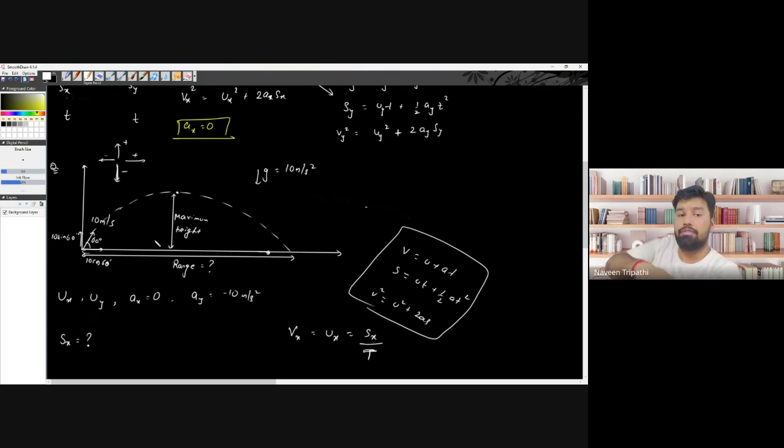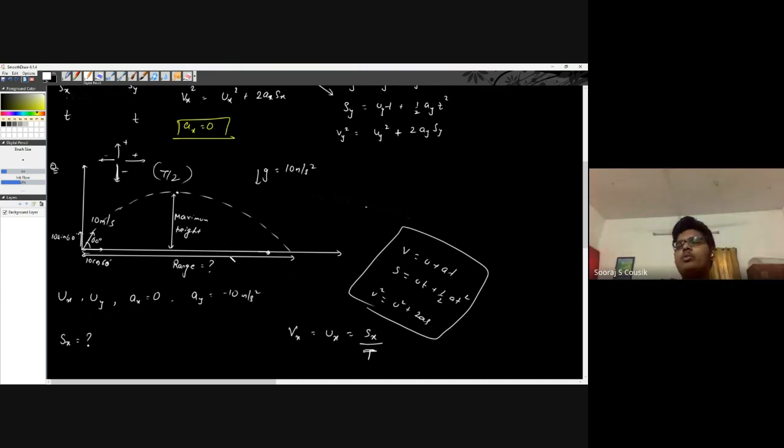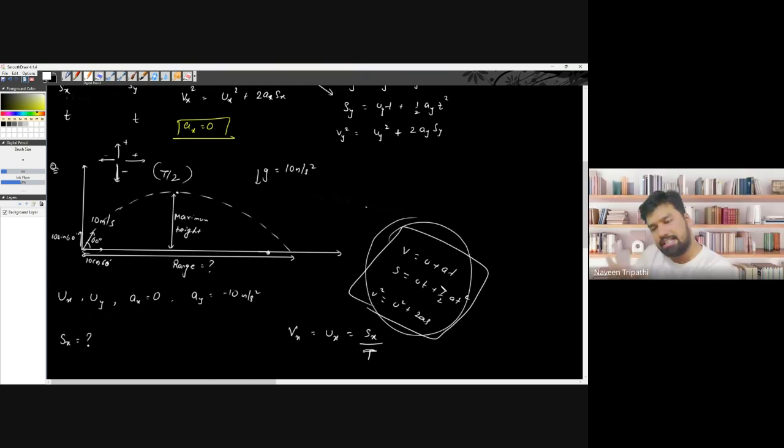Now I know the relation of time of y and time of x. Whenever the particle reaches maximum height, that is only possible at T by 2, because capital T is the total time. So for half the time, the particle would have been at maximum height. Now you can find T by 2 by doing v equal to u plus at. You can apply anything here to find T by 2. Once T by 2 is found, everything is found.